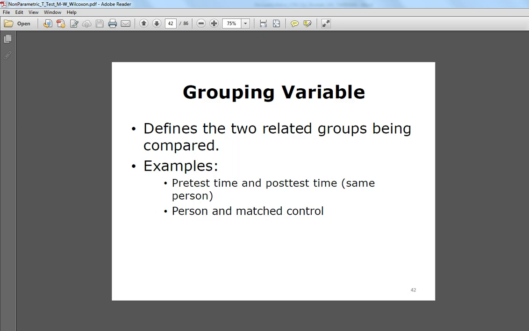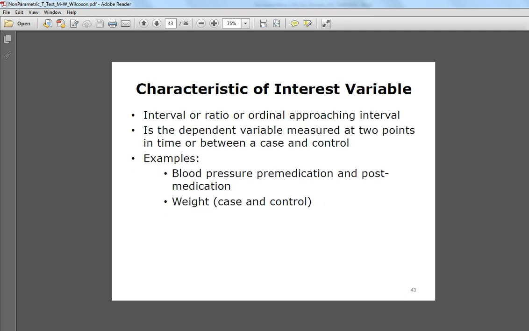studies. What are your typical grouping variables for your paired t-tests? Well, we already talked a while in the past slide that pre-test time and post-test time in the same person is your grouping variable. And then you can have the person and a match control that is closely related to that particular person, and that is why it's called a paired t-test, because they're supposed to be related. So what are the characteristics then when you look at the interest variable?